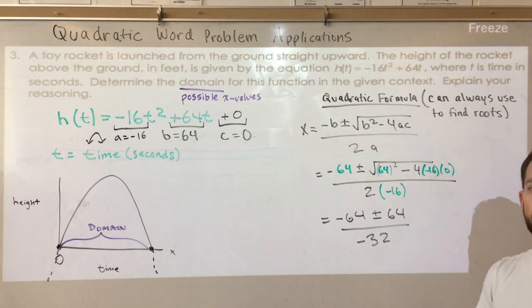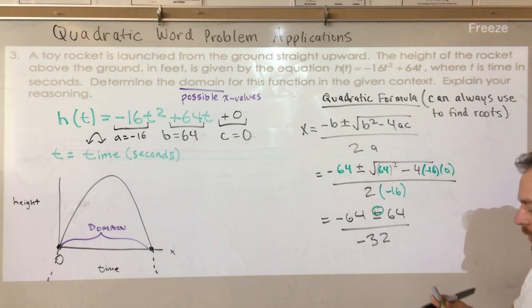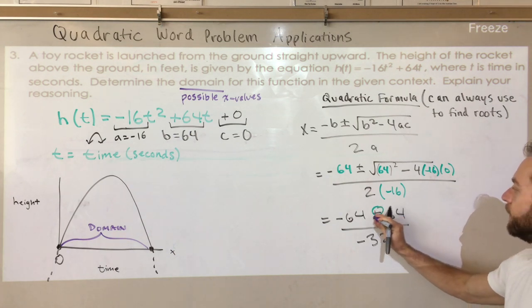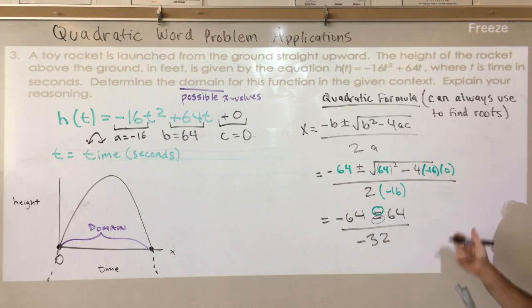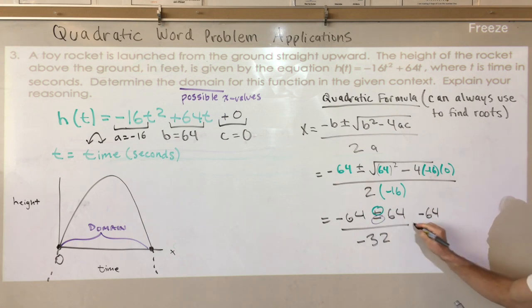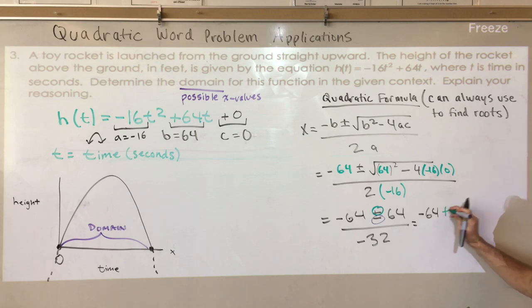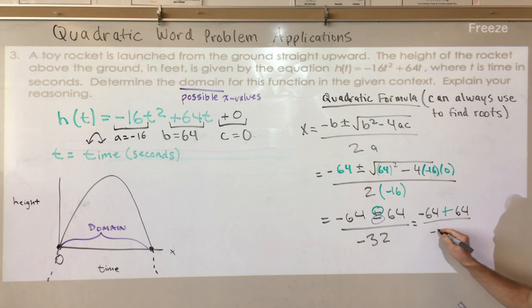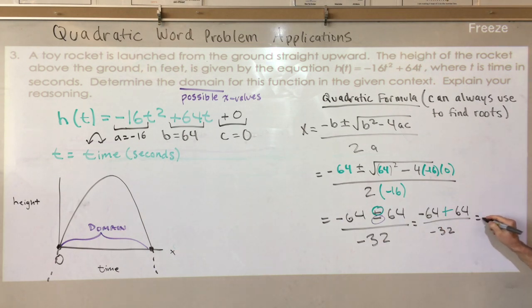And we can go ahead and write those two versions. First, let's write the plus version, and then we'll write the minus version. The plus version would be negative 64 plus 64 over negative 32. And the minus version would be negative 64 minus 64 over negative 32.